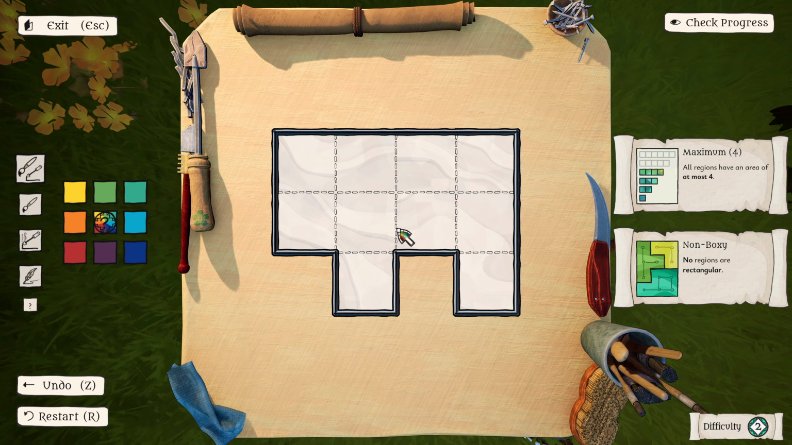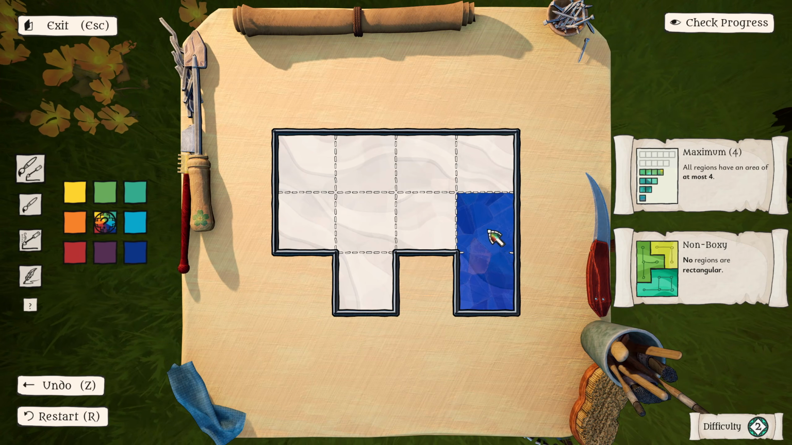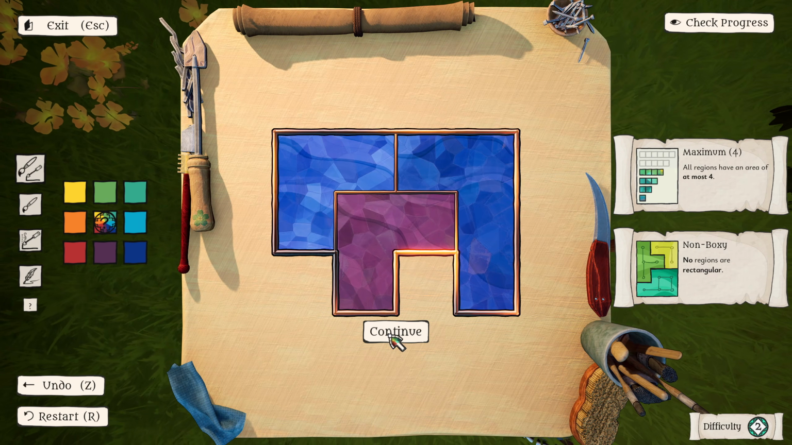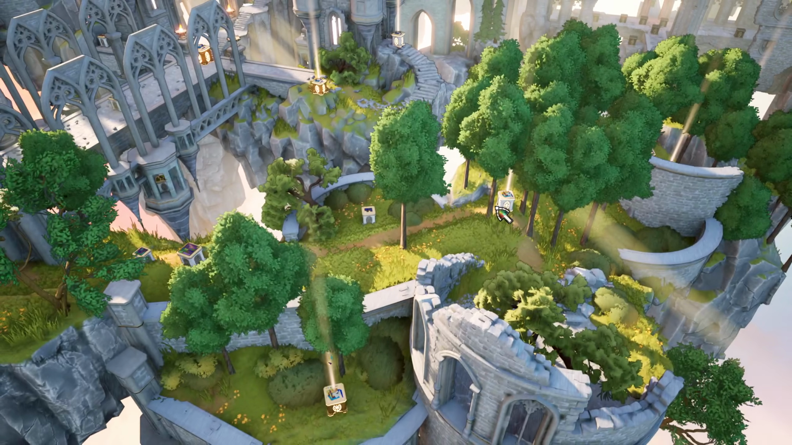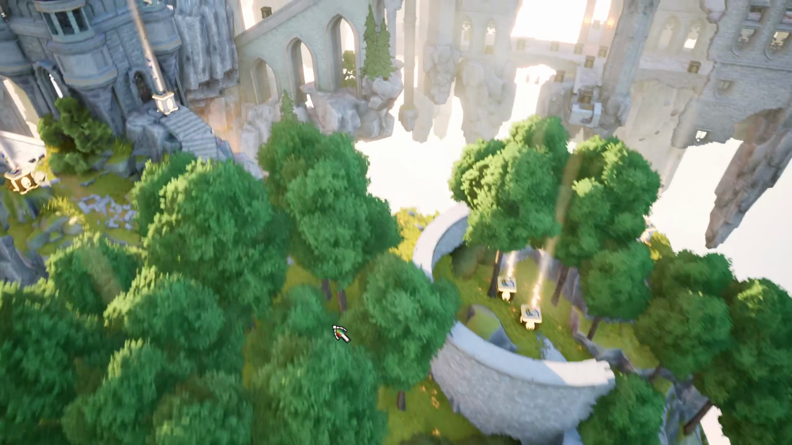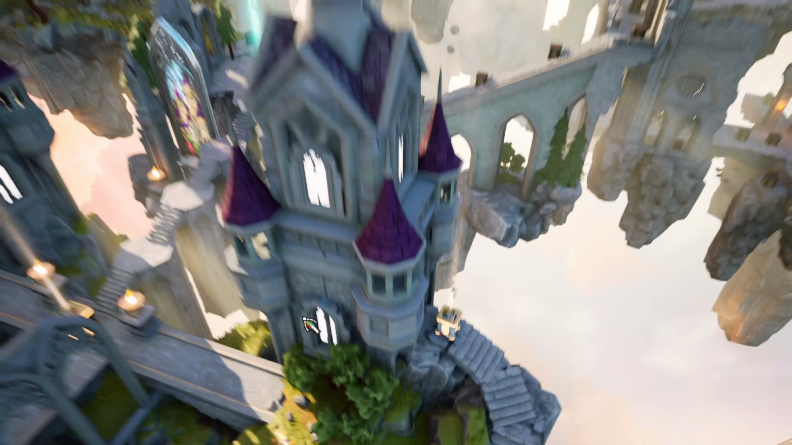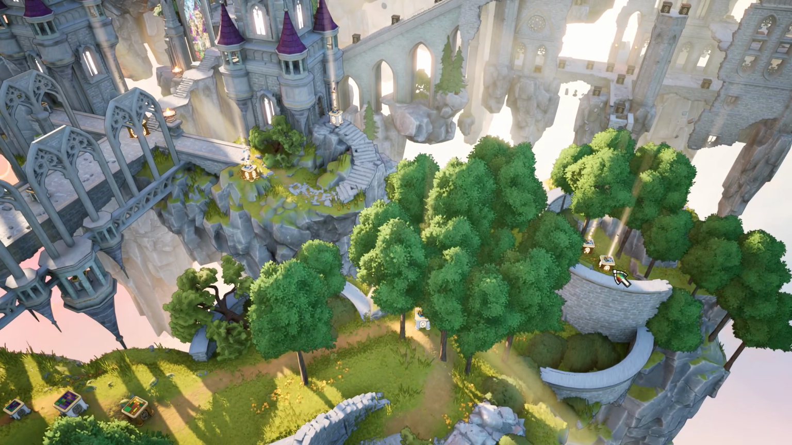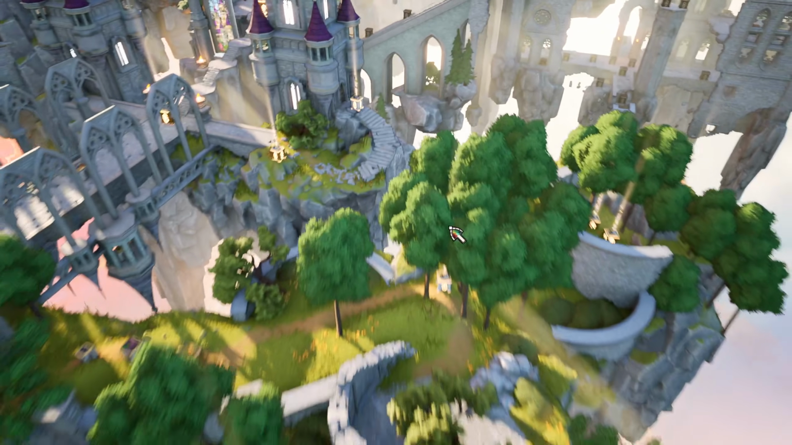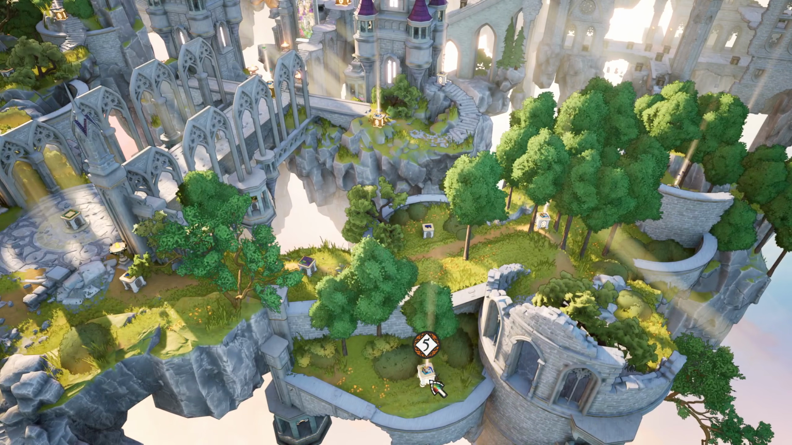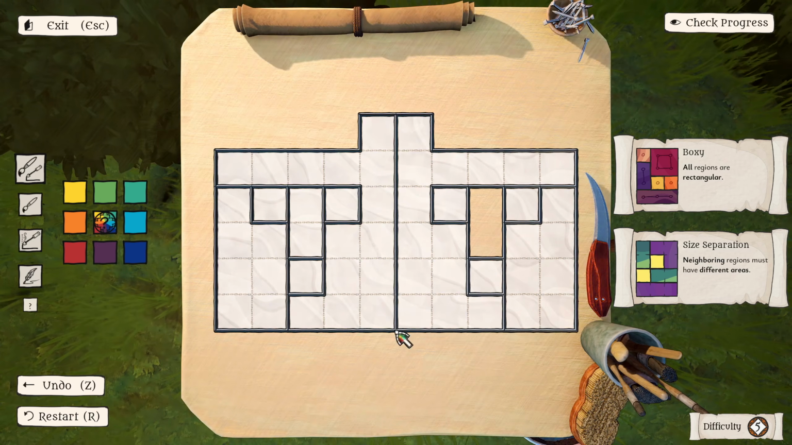Maximum 4 non-boxy. Maximum 4. That's very simple. 5 there, 4 there, 3, 4, 4, 5, 4. Let's try a couple of harder puzzles, and then I've got some easier stuff to warm up into in the next video, perhaps. Boxy, size separation.